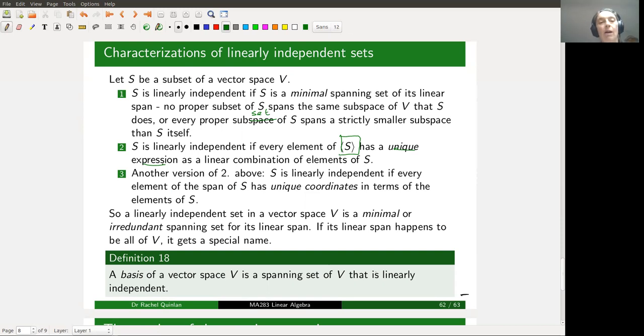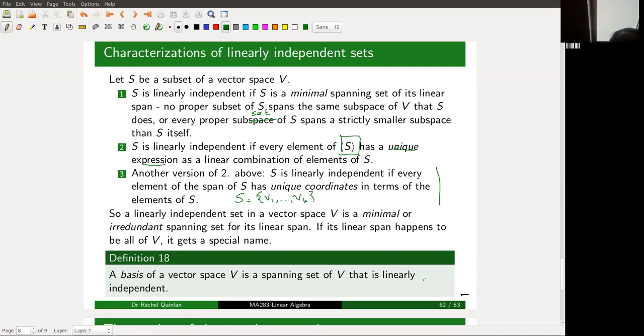Okay, and another version of that description, which is sometimes also good to have in our vocabulary, is that the set S is linearly independent. So let's say that S is V1 through Vk or whatever.